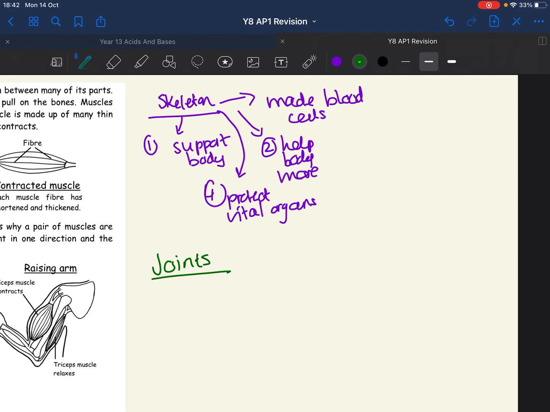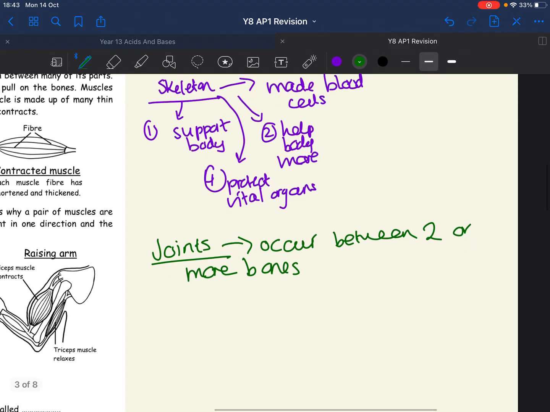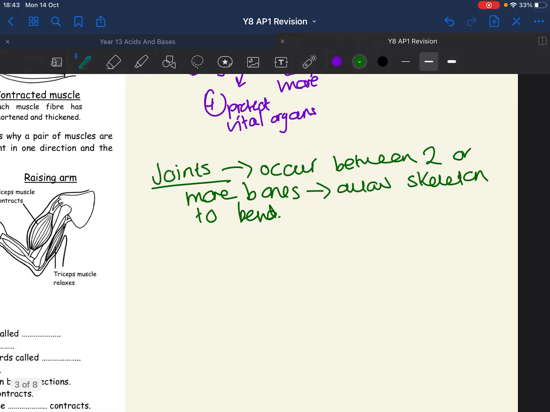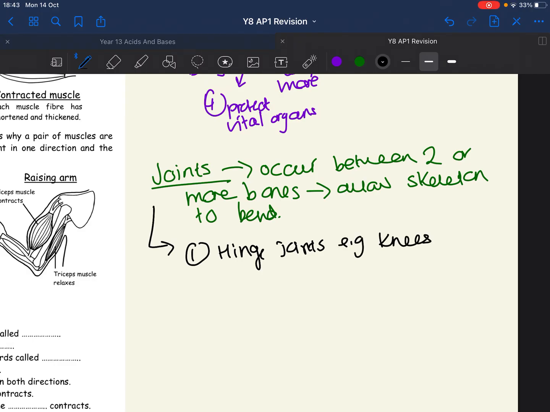Now, joints occur between 2 or more bones. What these do is allow the skeleton to bend. And there are 3 different types that you need to know. The first type we have is called hinge joints. Hinge joints allow forwards and backwards movements only, e.g. your knees. These can go forward and backwards like your knee can.